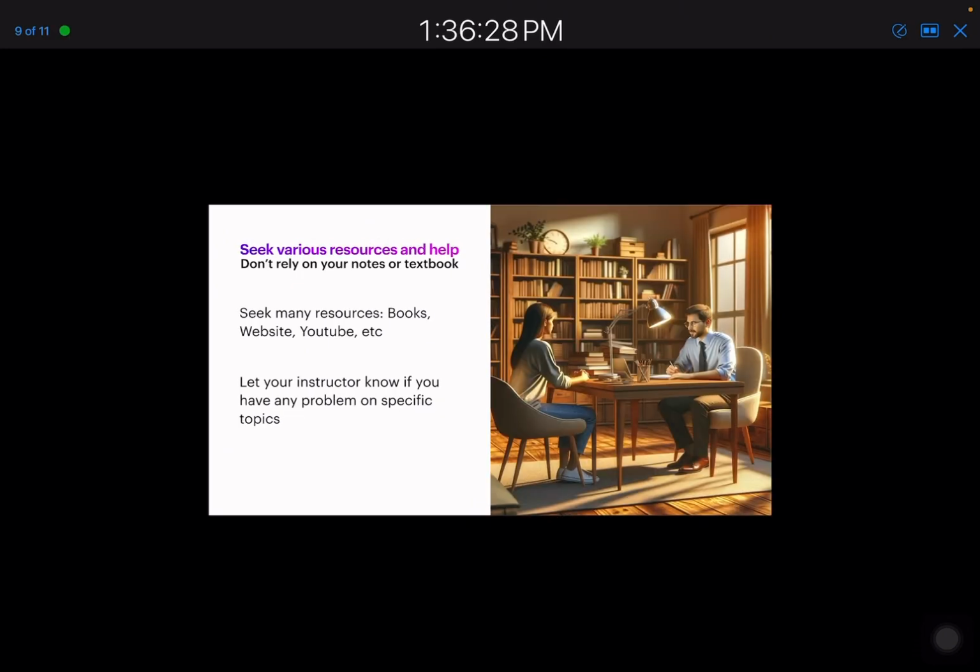And then seek resources and help. Okay, so if you have a difficulty with your academic work, like your topics in class, or anything that I can help with, just let me know, and then we can try to discuss and maybe have a solution for you.